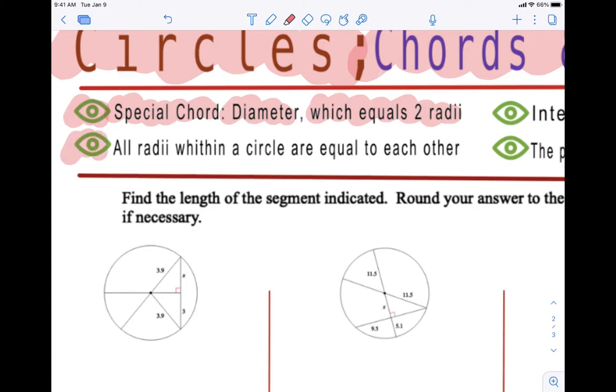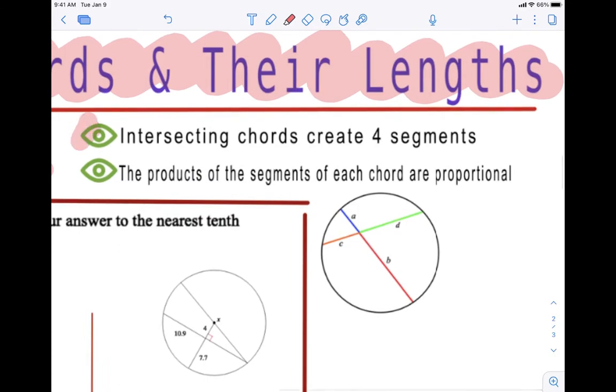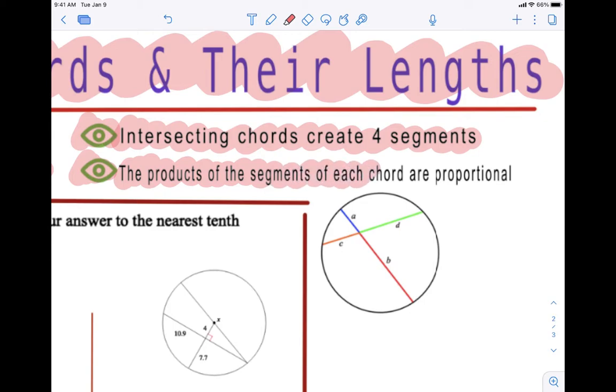Bullet point number 2 says all radii within a circle are equal to each other. Bullet point number 3, intersecting chords create 4 segments. So when 2 chords cross each other, it creates 4 segments. And our last bullet point says the products of the segments of each chord are proportional. So these 4 things might not make sense right now, but they will.